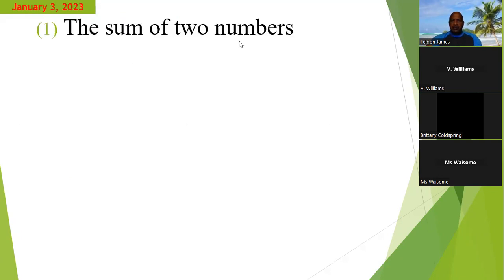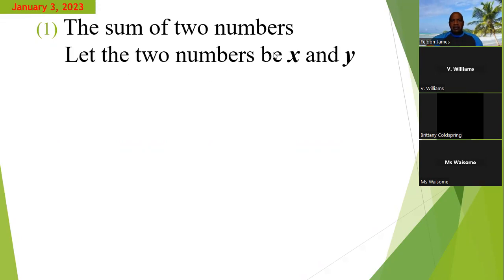Example 1, the sum of two numbers. So we don't know what the two numbers are, but we need to define one number to be a symbol and another number to be another symbol. So let one number be X and the other be Y. Now, it is important that we don't define the two numbers with the same symbols, because we wouldn't be able to make a distinction to indicate that they are different.